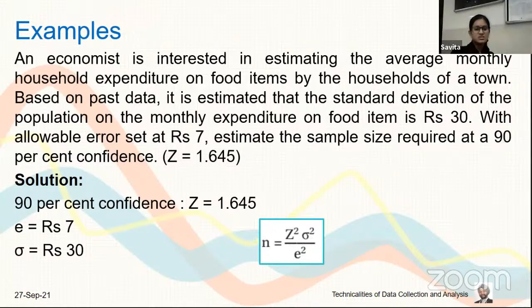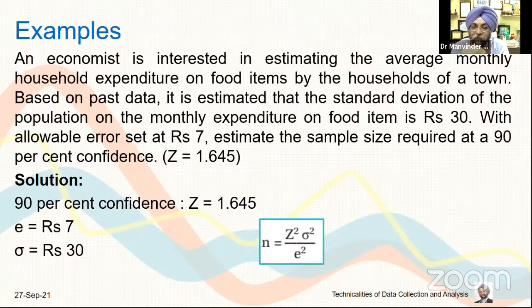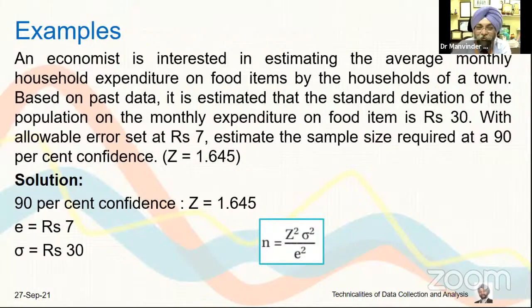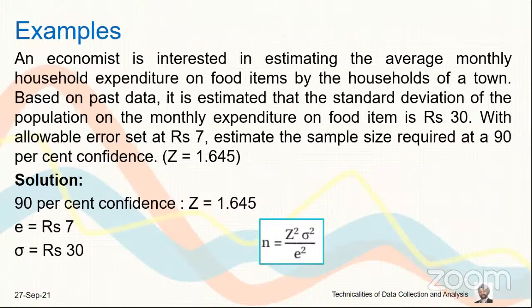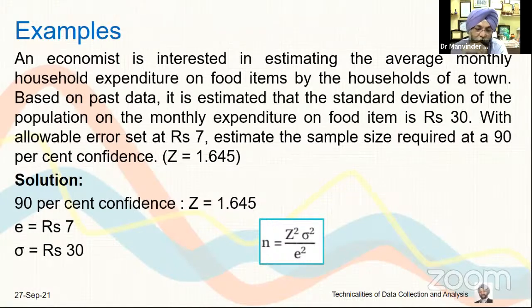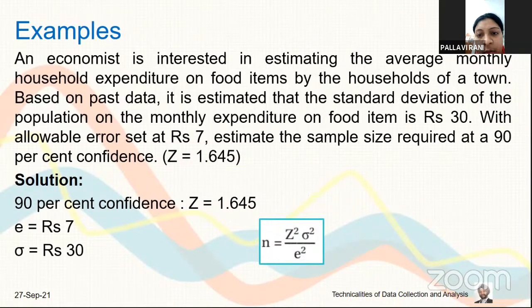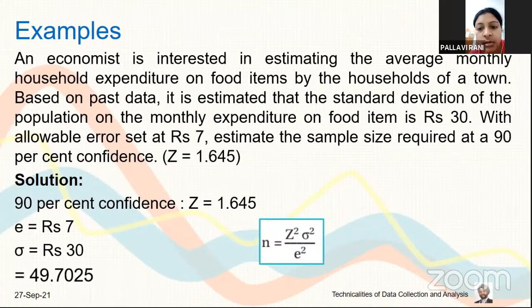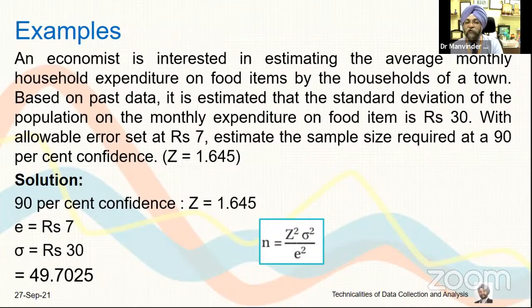Is it 270, sir? I don't know if I have multiplied wrong. You might have. Yes, I'll check again, sir. Z square sigma square upon E square. Is it 49.54? Absolutely. You are very correct, Pallavi ji. Great. Not 49.54, it is 49.70 approximately.